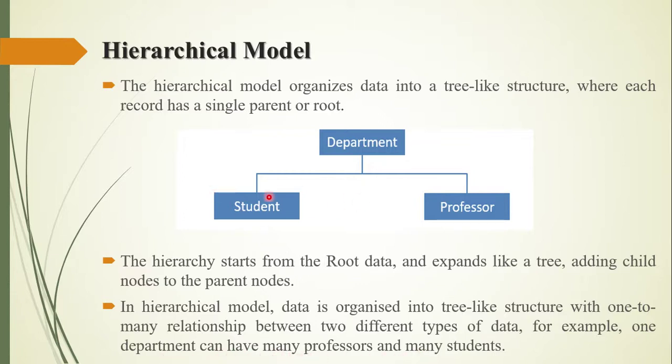So in the hierarchical model, the relationship between these entities is a one-to-many relationship. See here, we have one department, and one department has many students and many professors. So this relationship is known as one to many. This is a tree structure in which we have a root node with child nodes, and the relationship between these nodes is one to many.